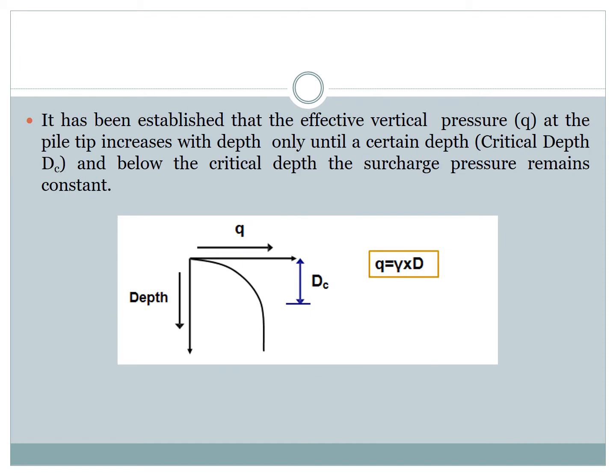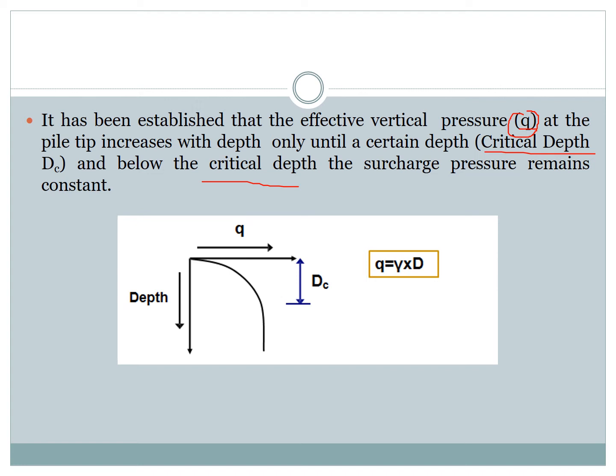Then, in case of driven pile, it has been established that the effective vertical pressure q at the pile tip increases with the depth only until a certain depth, which is known as the critical depth, and below that depth the surcharge pressure or effective vertical pressure q remains constant. So it was established that the surcharge pressure increases with the depth up to a certain depth, the critical depth, and after that depth the surcharge pressure remains constant.